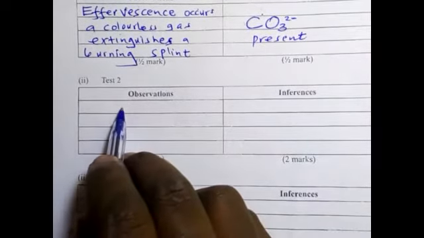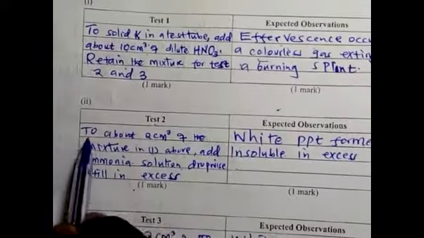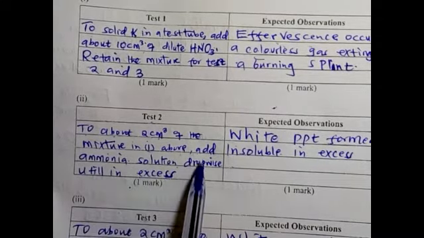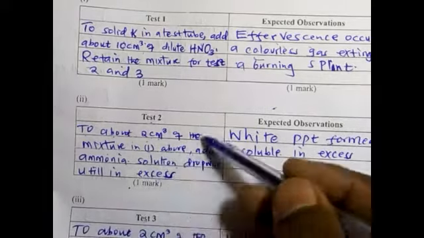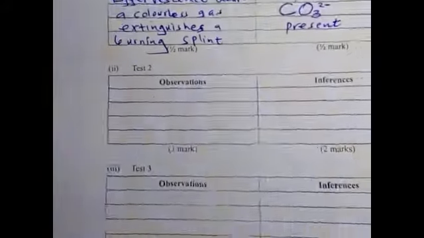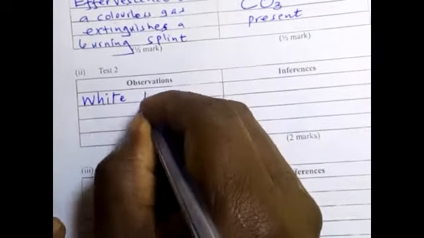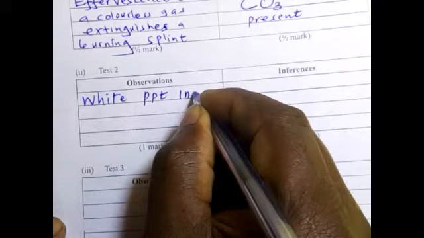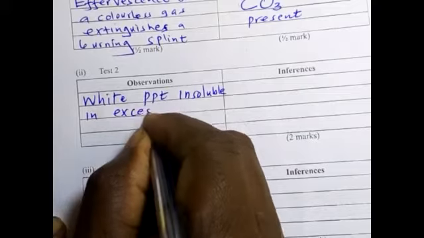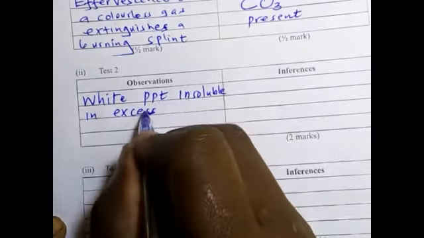Test 2. What was the observation? Now you do test 2 using the procedure that you provided. To about 2 centimeters of the mixture above, add ammonia solution dropwise until in excess. Because now you are doing it practically, what will you observe? The observation was a white precipitate that was insoluble in excess.